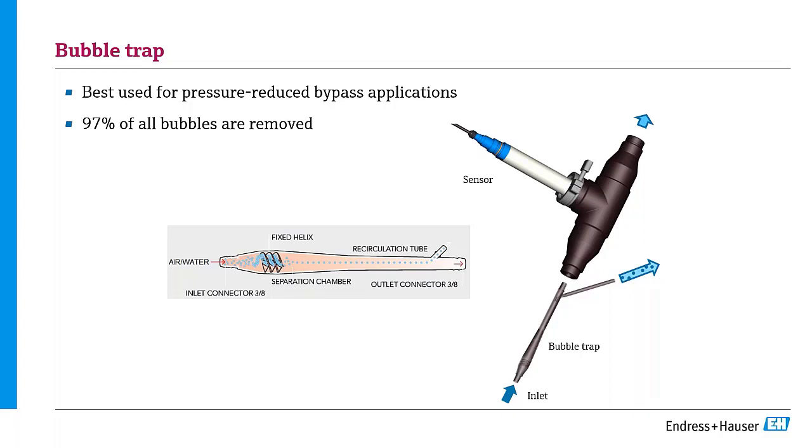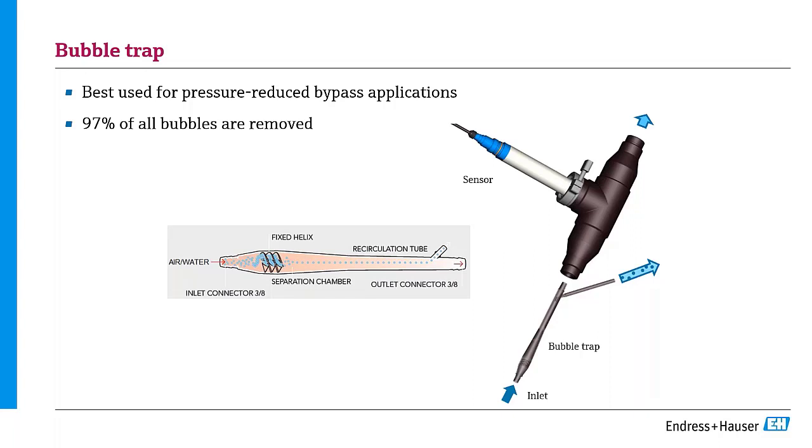So another problem that sometimes comes up is bubbles. And so we do have a technique for dealing with bubbles when that is an issue. Here is our bubble trap device, and we see that the water comes into the bubble trap, and there's a little bit of a centrifuge, and the water and the bubbles travel through the centrifuge, and then all of the bubbles are forced into the center of the chamber, and then they're pulled out from the recirculation tube.